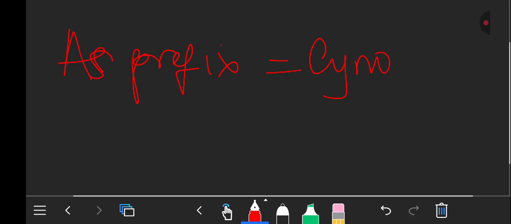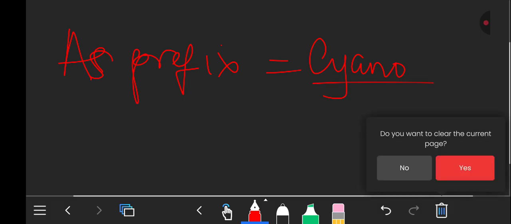But there are instances whereby this nitrile has a prefix. As a prefix, the name will change. Instead of nitrile, it will be cyano. Let's look at an example.